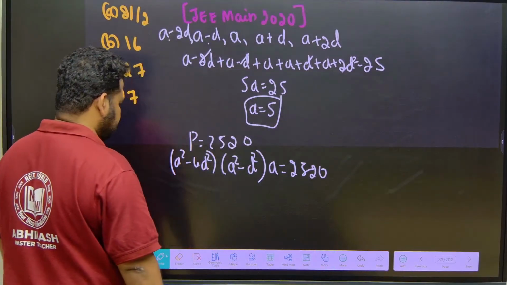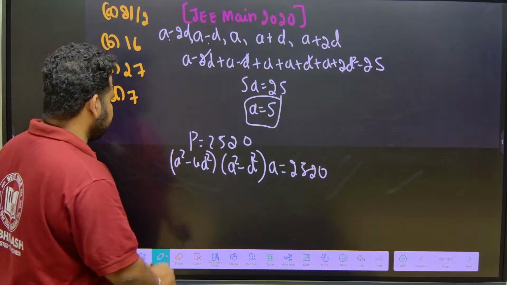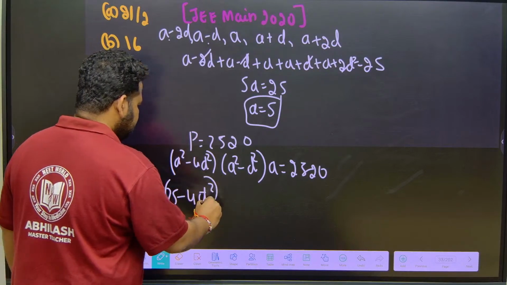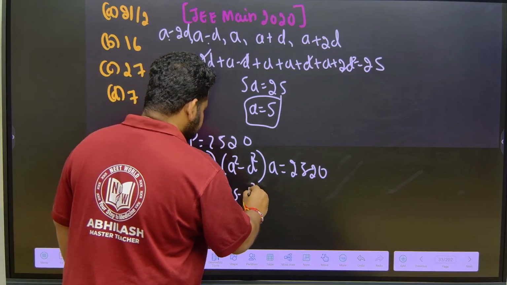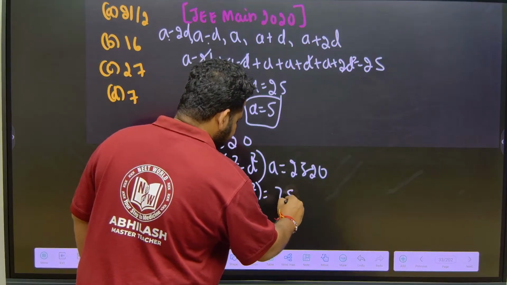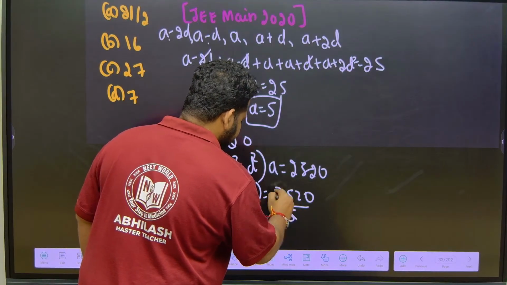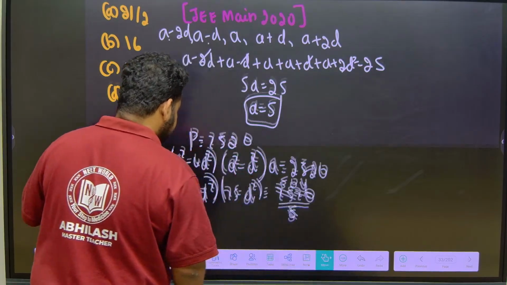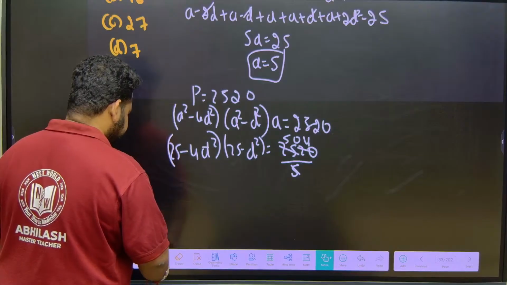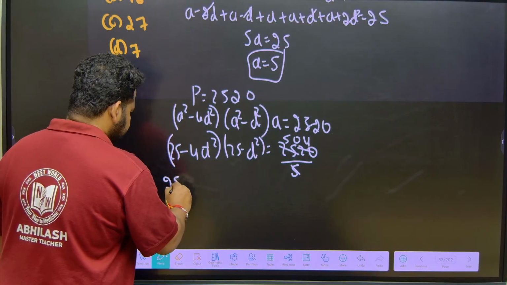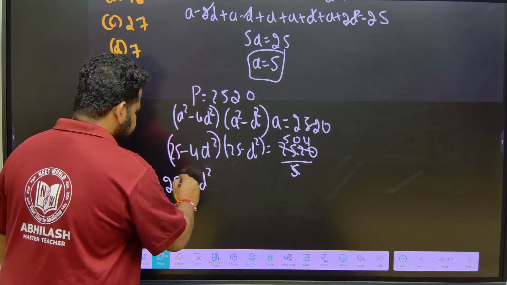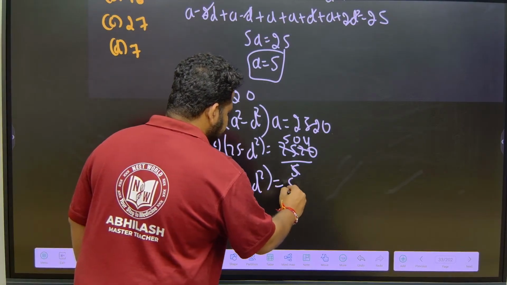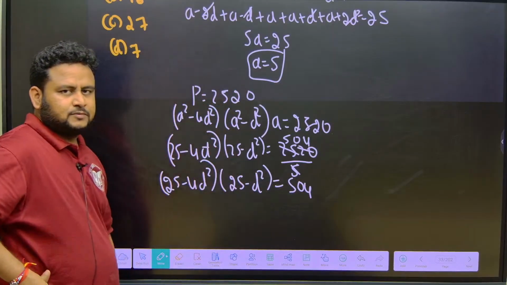Now I can put the value for a. a is equal to 5, so a square will be 25. So 25 minus 4d square into 25 minus d square is equal to 2520 divided by 5, which gives us 504. So finally I have 25 minus 4d square into 25 minus d square is equal to 504. This is what I have.